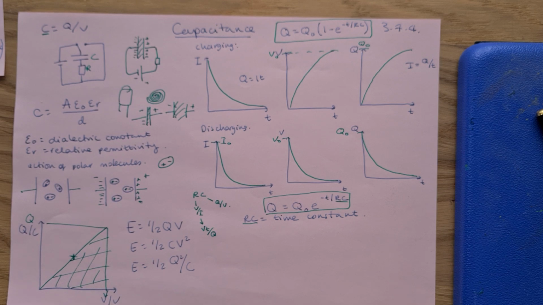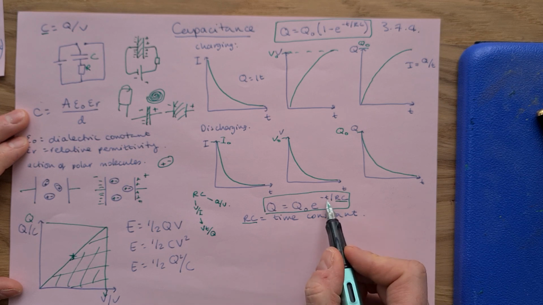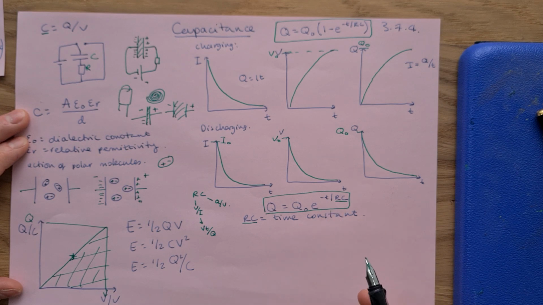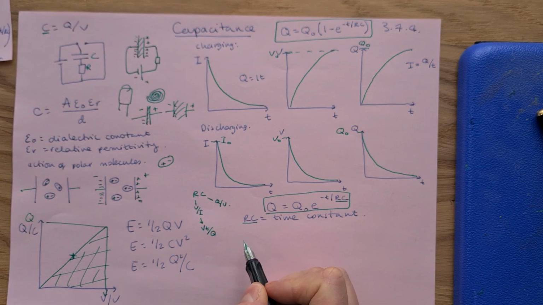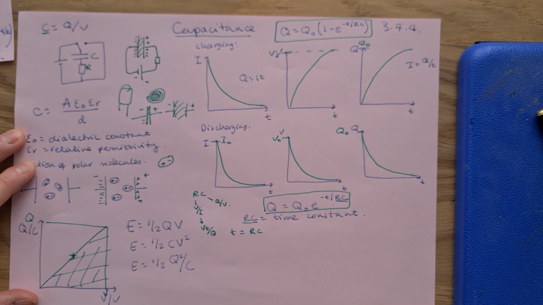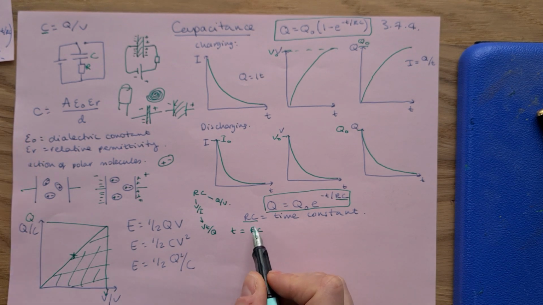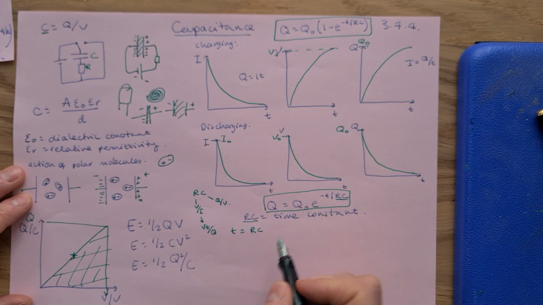Now, when we do some maths with this, we can plug in some specific values. For example, if our time constant is say 5 seconds, what happens when our time is also equal to 5 seconds? So when t equals RC, the time is equal to the value of RC, which could be 5 seconds, could be 30 seconds, could be a millisecond. But when our time equals RC, we can interrogate this equation a little bit more.